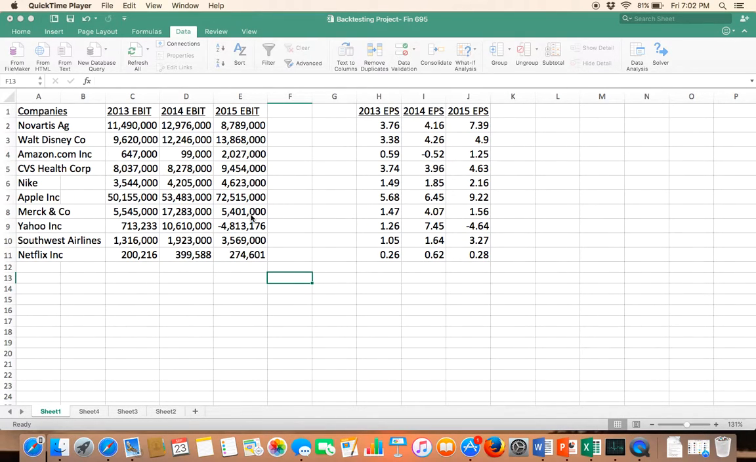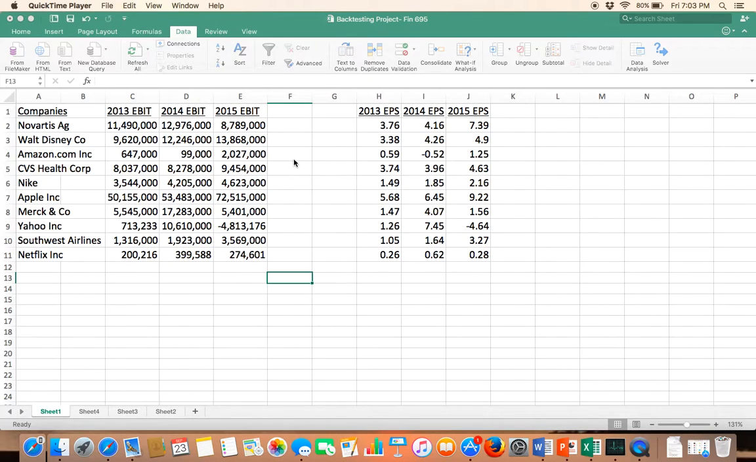So again, basically what I wanted to see is if there is a relationship between the earnings before interest and taxes and the earnings per share. I believe that the earnings before interest and taxes does have an effect on the outcome of the earnings per share of companies. That is my hypothesis.